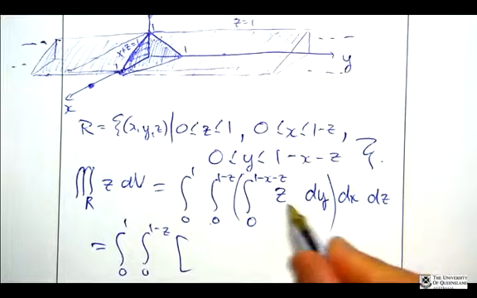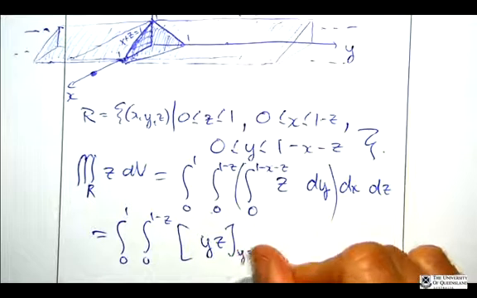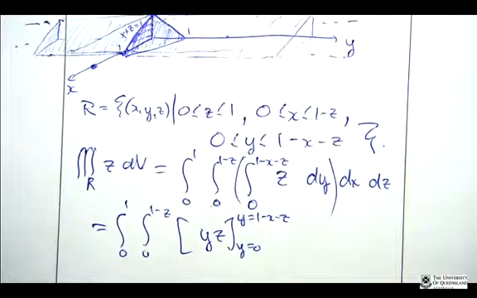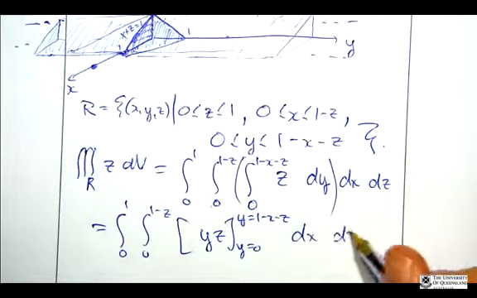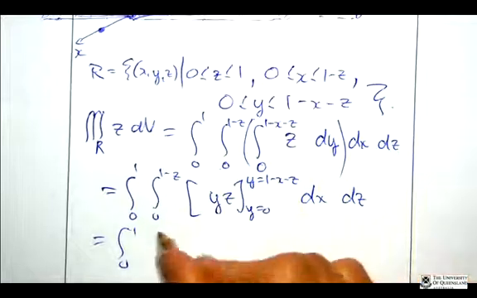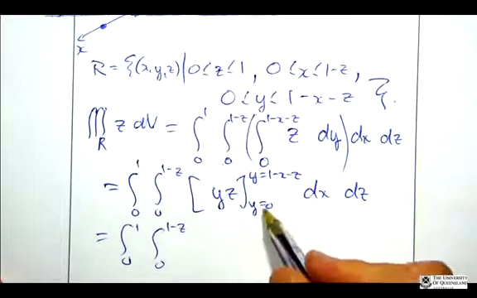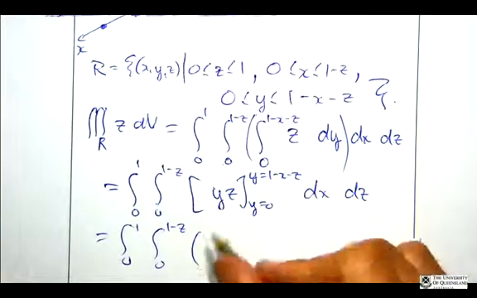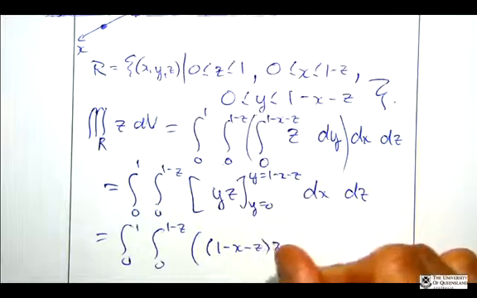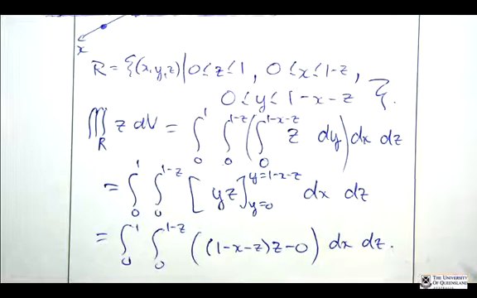So integrating z partially with respect to y, I'm going to get yz evaluated from y equals 0 to y equals 1 minus x minus z, and then we've got dx, dz. So substituting in the upper and lower bounds, we're just going to end up with a doubly iterated integral. Substituting in the upper bound, we'll end up with 1 minus x minus z, all times z. Substitute in the lower bound, that's just 0, dx, dz.